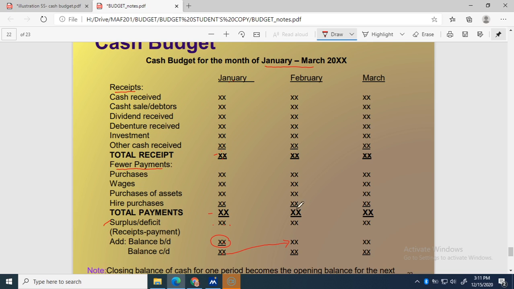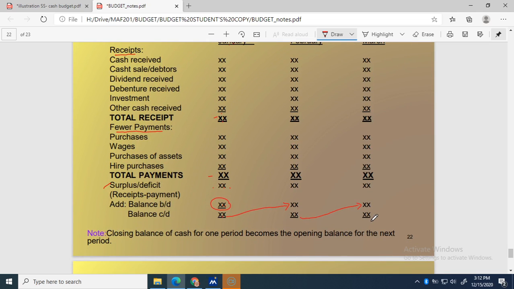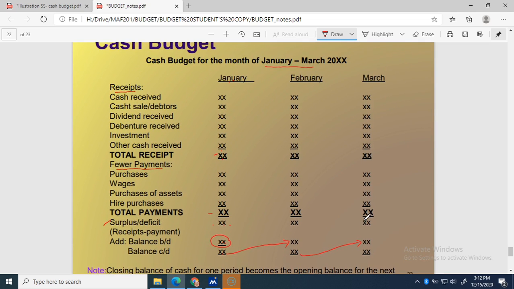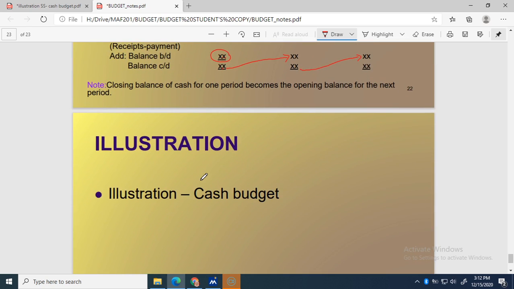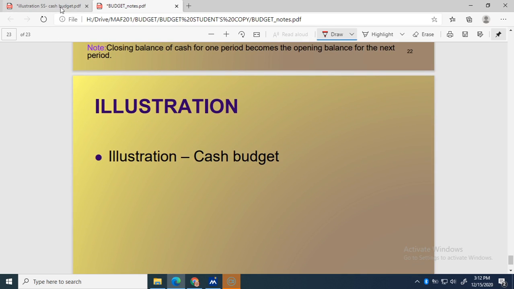The same goes for February. You add the surplus or deficit, and you get the balance carried down. This balance carried down in February will be the opening balance or balance brought down in March. But sometimes you can put the balance brought down at the beginning of the cash budget statement. If you put the balance brought down at the top, you add the receipts, then minus the payments, and you straight away get the balance carried down. So this is an example of the cash budget. Now we refer to the illustrations of cash budget.